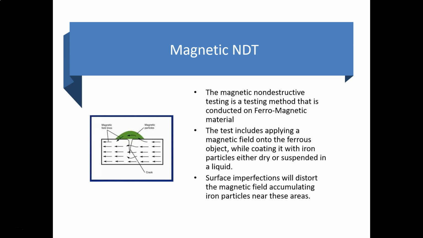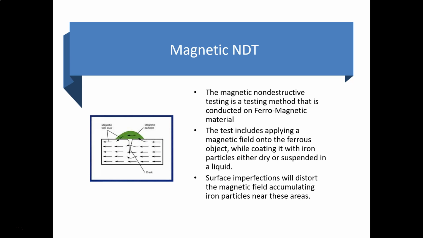When the magnetic field encounters a discontinuity transverse to the direction of the magnetic field, the flux lines produce a magnetic flux leakage field of their own, as shown in the figure, and you can see the leakage of these magnetic particles, which will show the problem with the surface.